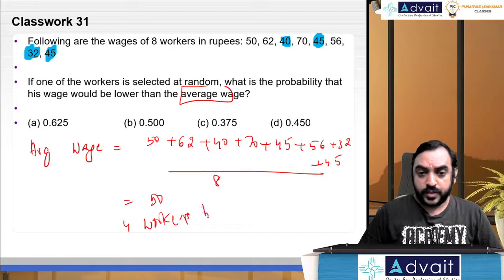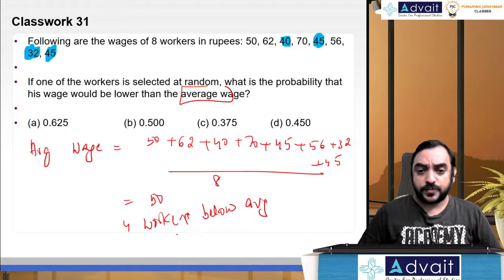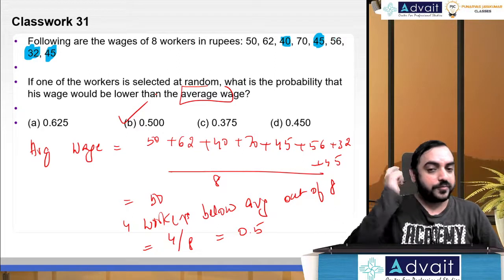So basically there are 4 workers below average. When we say average, we take the arithmetic mean only. So 4 workers below average out of 8. And it is asking for probability. So 4 out of 8, 4 by 8, 0.5.